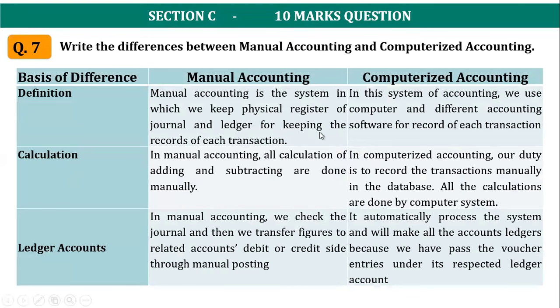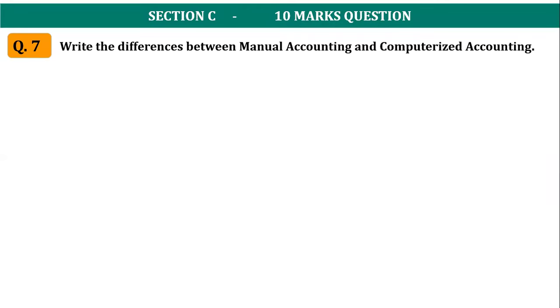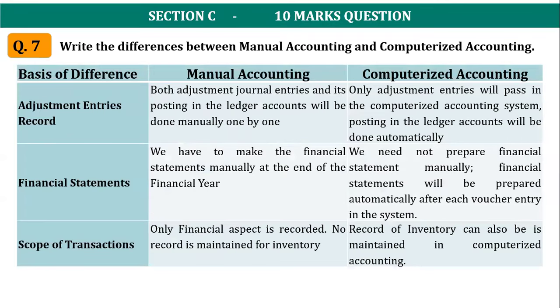Manual means you have to keep all records physically, whereas you have to use software to record all transactions. Calculation, everything you have to do manually. Here it will calculate itself. No need to calculate anything. Even the ledger you have to prepare individually, whereas here it will pass on its own. Only you have to create that ledger entry, such as the name of a person to whom you're selling. That you have to create first.